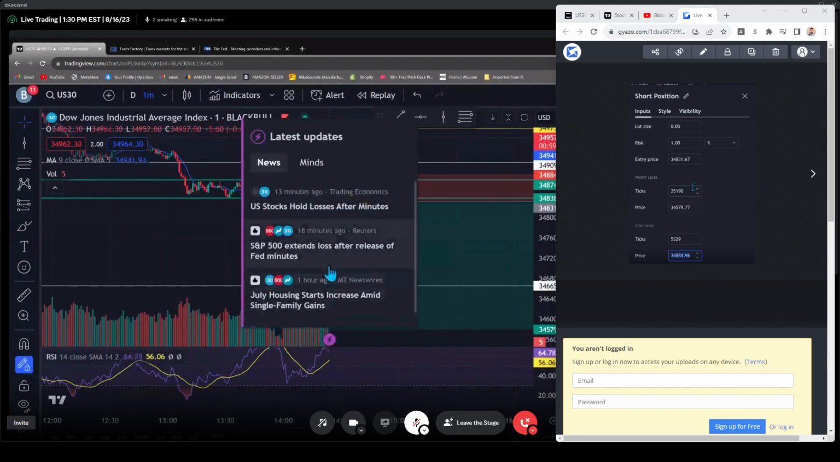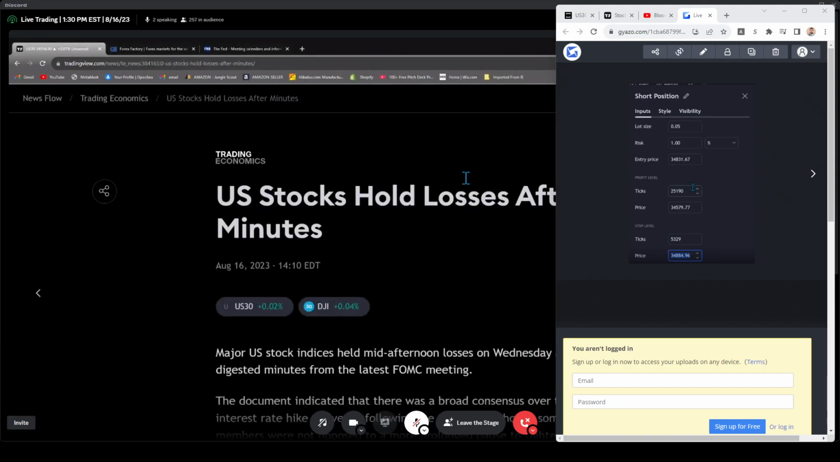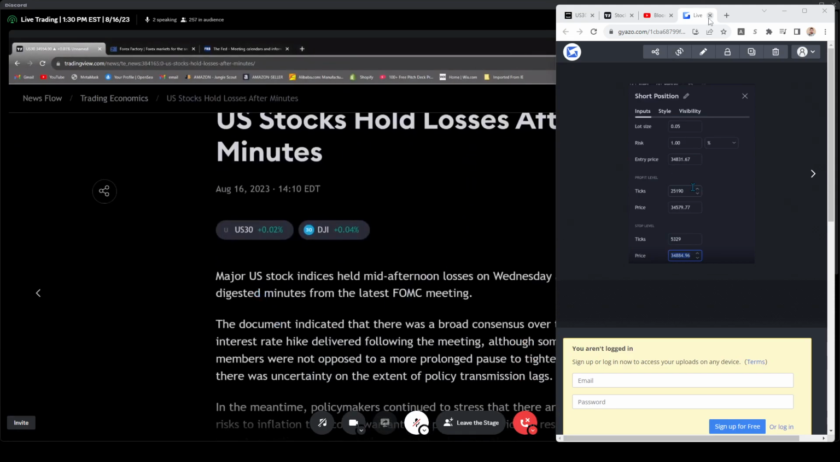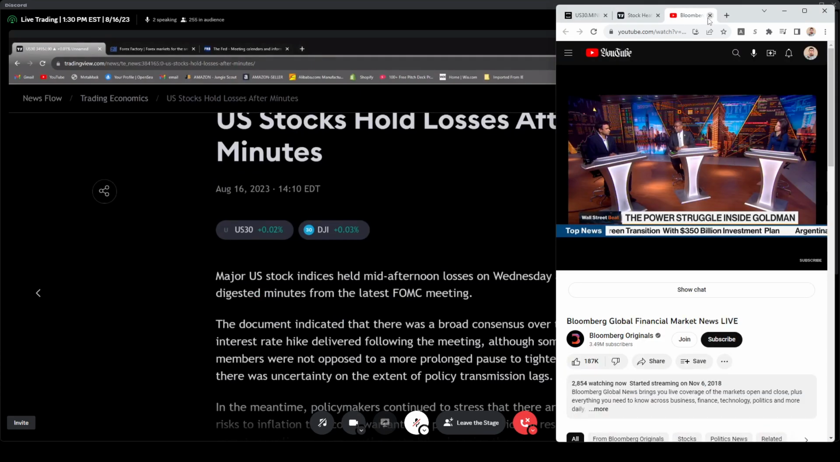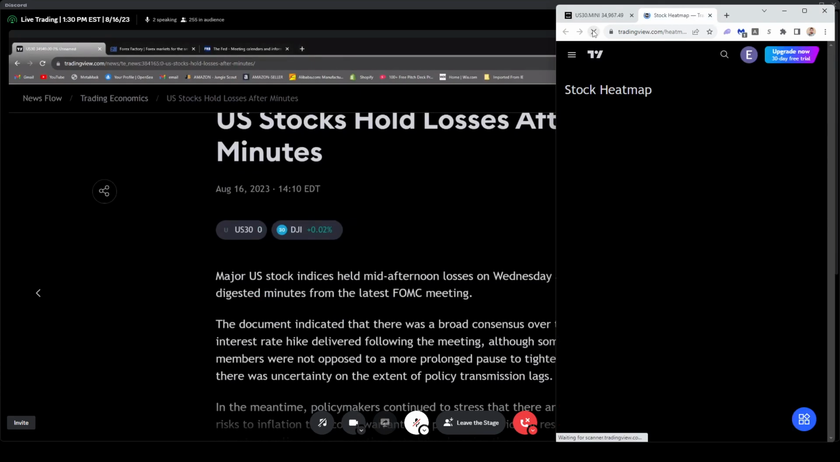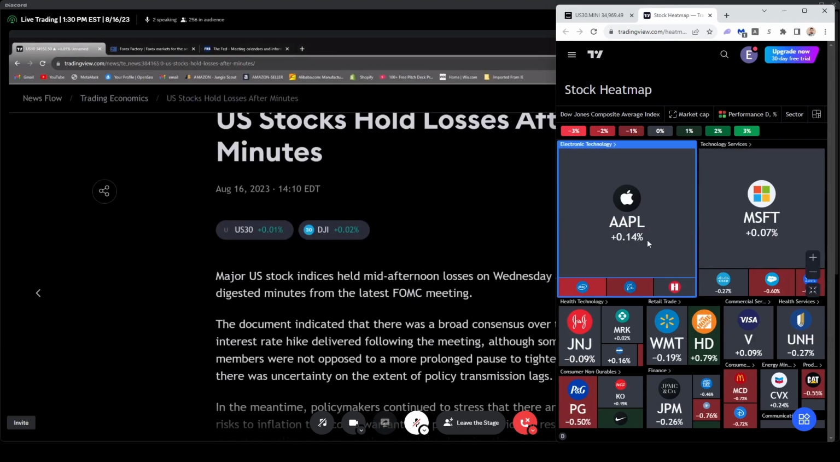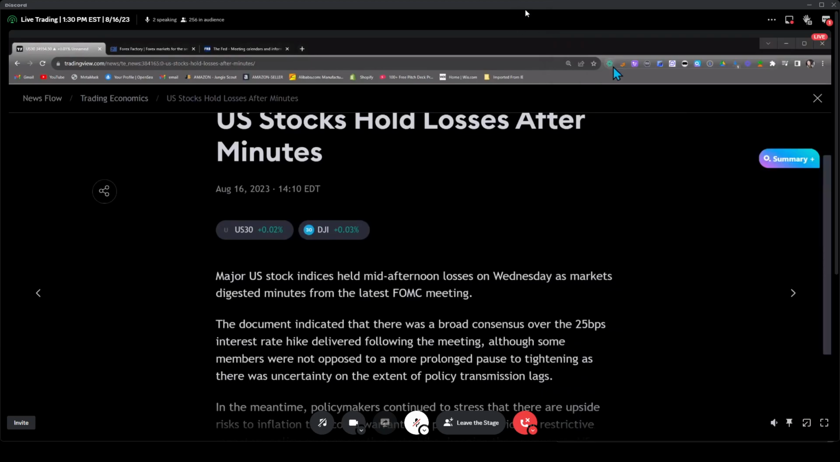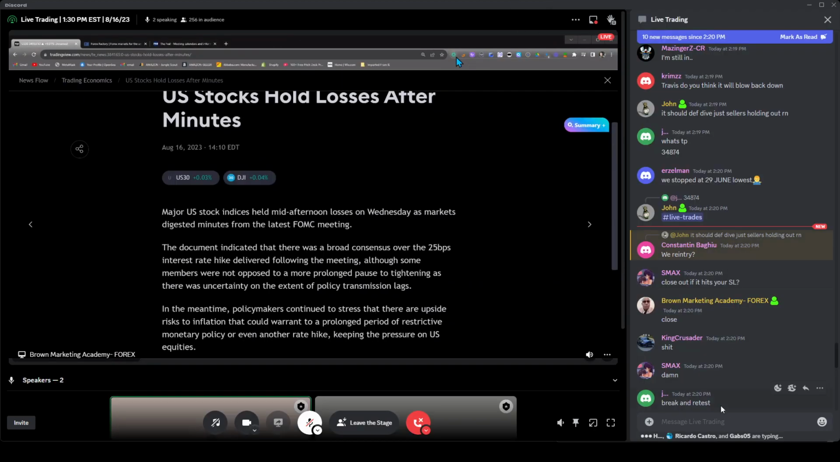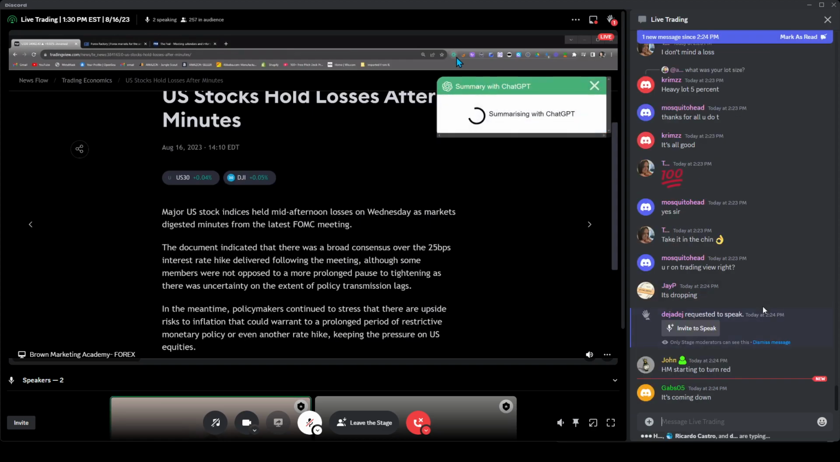There's some news here. U.S. stocks hold losses after minutes. Major U.S. stocks extend into mid-afternoon losses. Markets adjusted minutes from last night's Fed. The document indicated that there was a broad consensus over the 25 basis points interest rate hike delivered following the meeting, although some. Let me just summarize it.